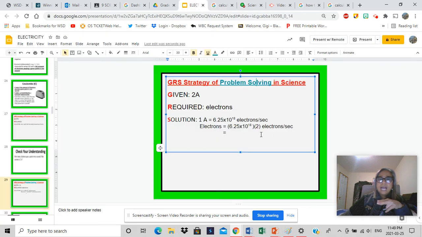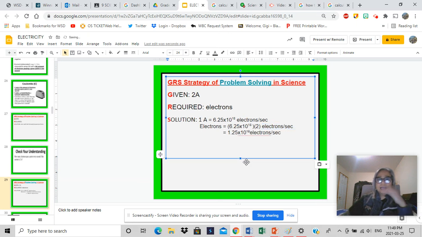So if I go back here, the answer would be 1.25 times 10 to the power of 19th. And of course, do not forget the unit. That would be the number of electrons per second. Okay, so this is how we solve now problems in science.